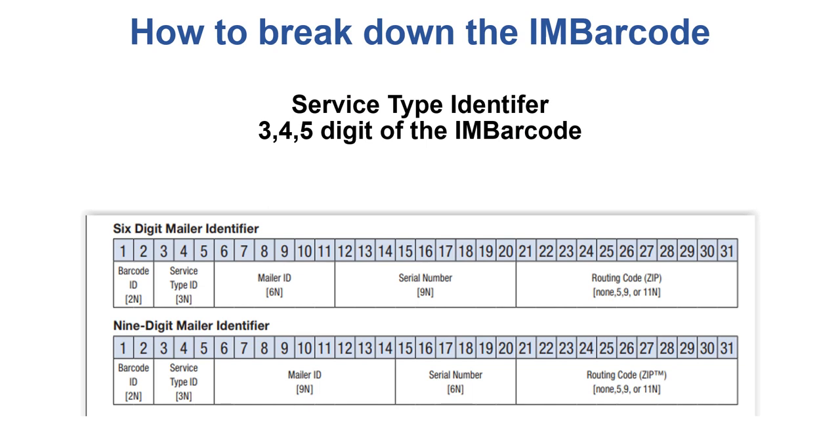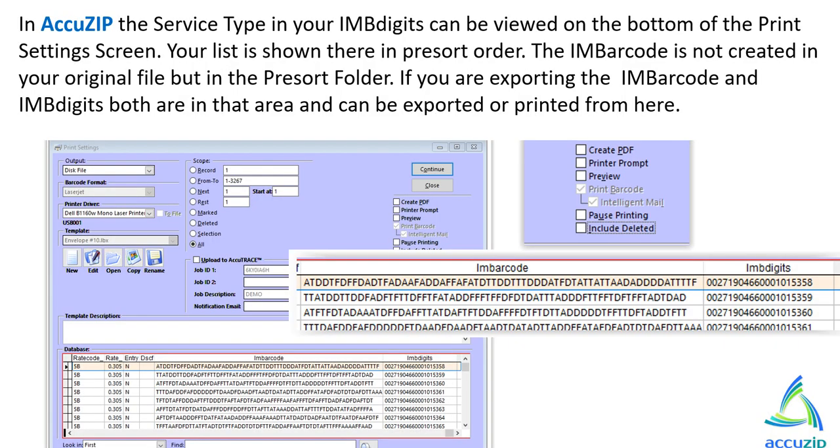The service type or STID is the third, fourth, and fifth digit of the Intelligent Mail barcode. Your barcode ID is first, your service type is the third, fourth, and fifth numbers, of course, and then your mailer ID and your serial number and the routing code. Depending on whether you have a 6-digit mailer ID or a 9-digit mailer ID, your serial number will be the alternating number. So if you have a 6-digit MID, you're going to have a 9-digit serial number. A 9-digit MID, you're going to have a 6-digit serial number. Those do change, but your service type is always numbers 3, 4, and 5.